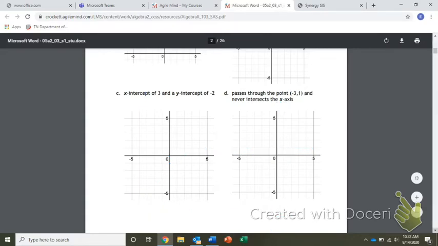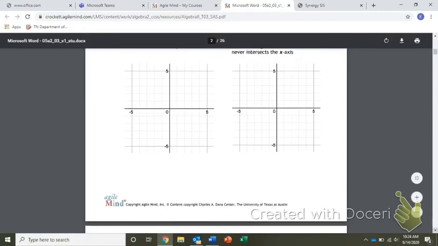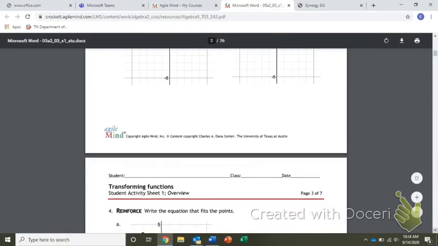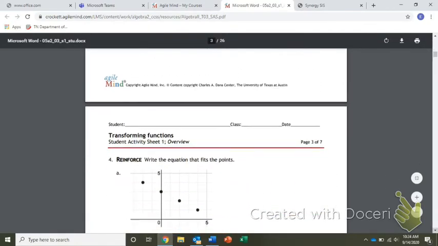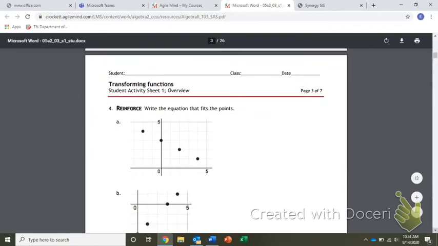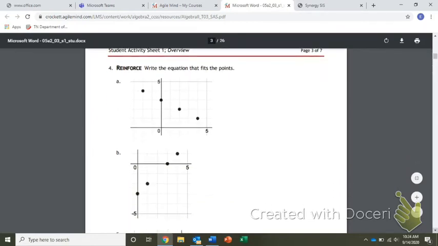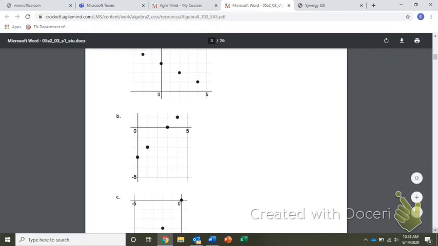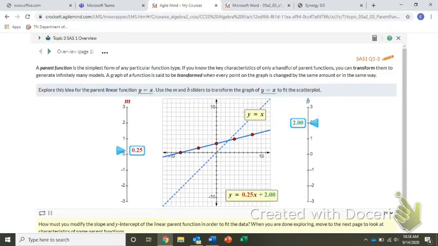Alright, on the next page, you're just writing the equation for A, B, and C. Alright, I am going to flip back over to number 5.